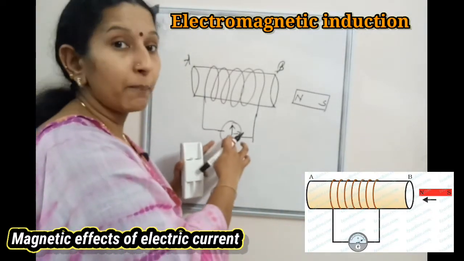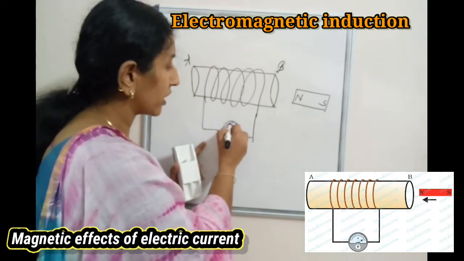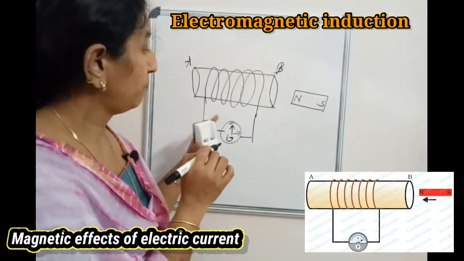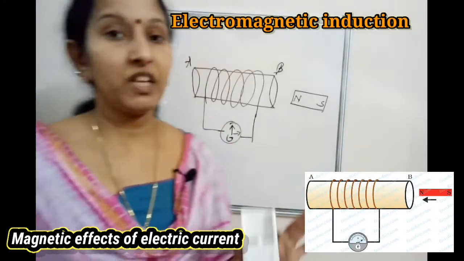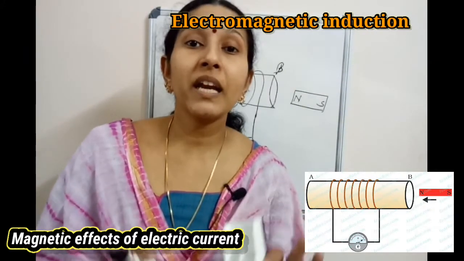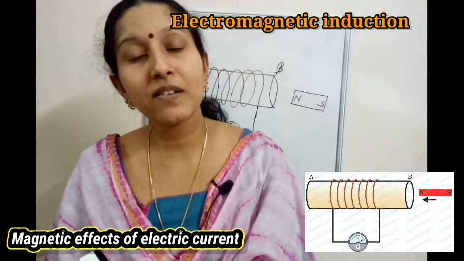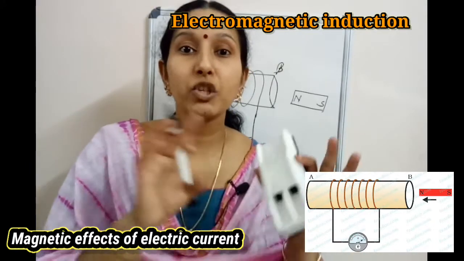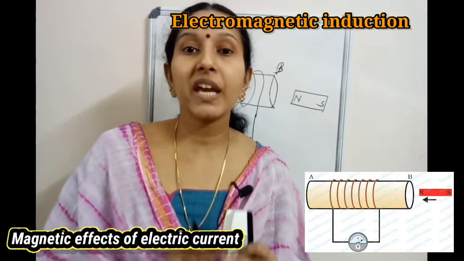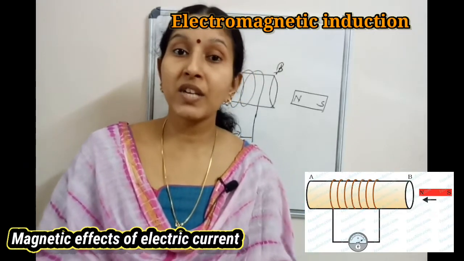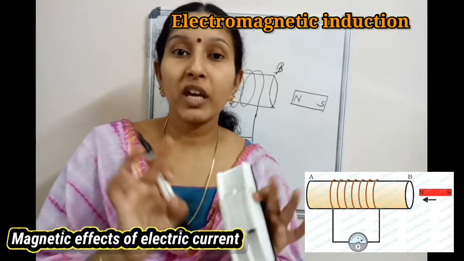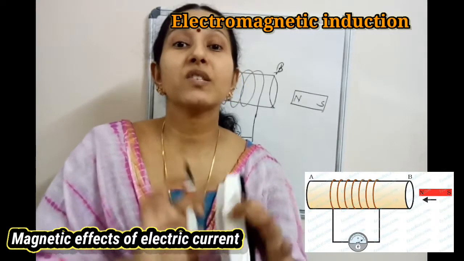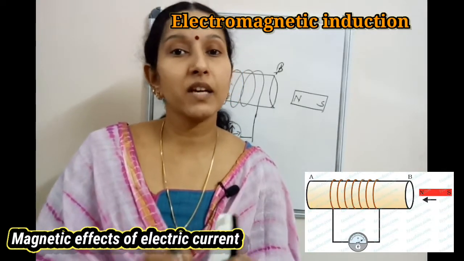If the needle points towards 0, you can see here 0, which indicates there is no current. If the galvanometer needle deflects either towards right or left, that indicates the presence of current. Instead, if the needle points towards 0, if it is not moving or deflecting, that indicates there is no current.